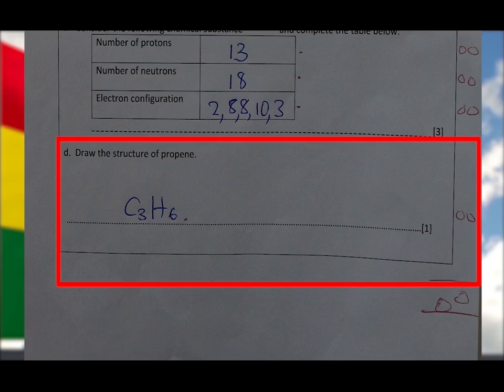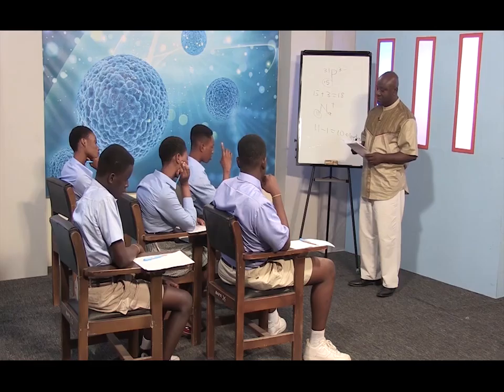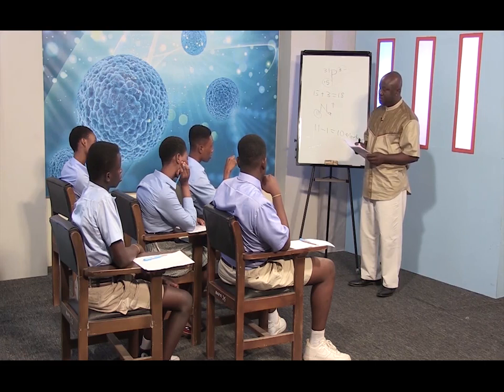Finally, in D, you gave the correct chemical formula, but you should have proceeded to draw the structure because the question demanded the structure of the compound, and therefore you lost the marks. So you got the chemical formula of propene correctly, but the question asks for the structure. Yes, sir. Is it not also right to represent propene as C3H6?